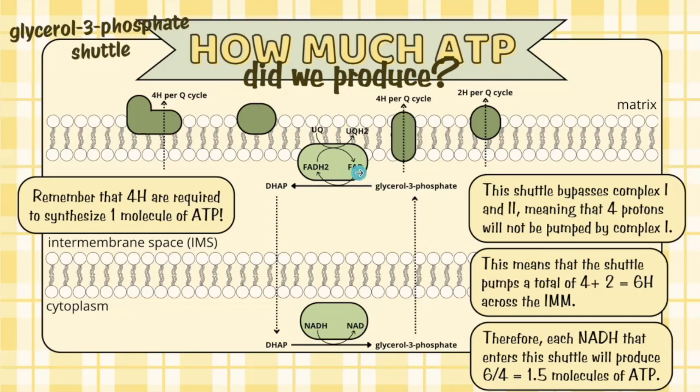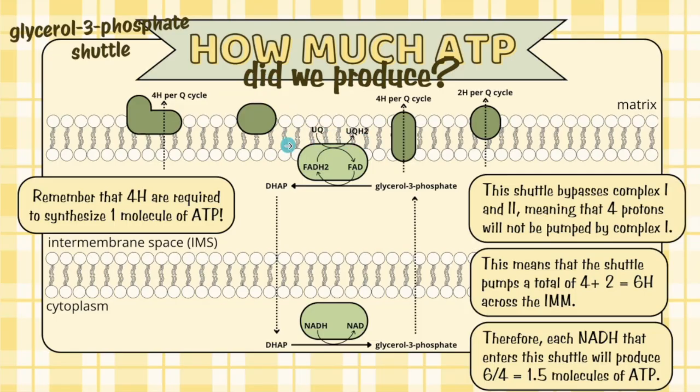But the difference is, even though they're the same enzyme, the one in the mitochondria uses FAD, while the one in the cytoplasm uses NAD. Now, FAD will be reduced to FADH2, which can donate the electrons to ubiquinone.